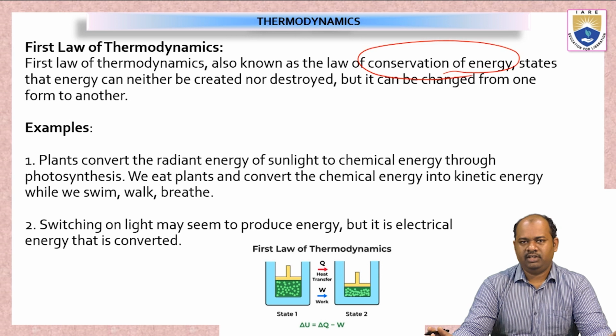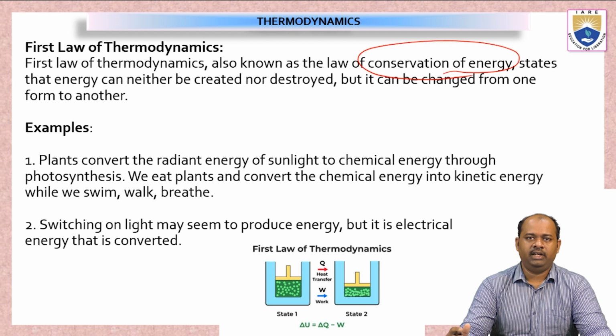The law of conservation of energy states that energy can neither be created nor destroyed, but it is converted from one form to another form. So if we take the entire universe, the energy or matter is not destroyed or created. It is only converted from one form to another form. It is not created or destroyed.